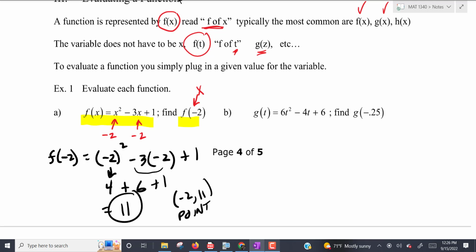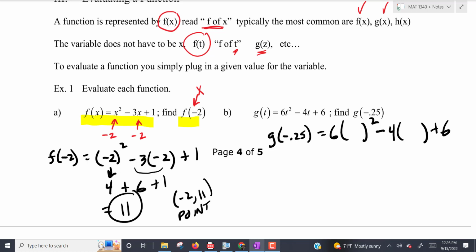So this time I'm saying g of t. When we do g of negative 0.25, I'm just going to write down 6 parentheses to the second minus 4 parentheses plus 6. Again, it's good to use those parentheses where your variable goes. If you don't develop that habit, there are lots of places where it's going to mess you up, okay? So negative 0.25 just pops in.